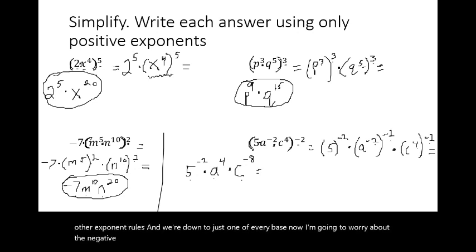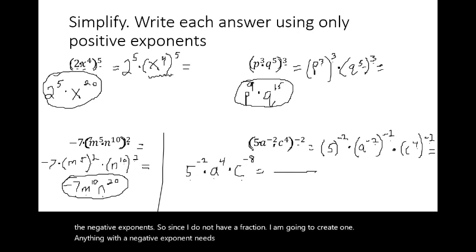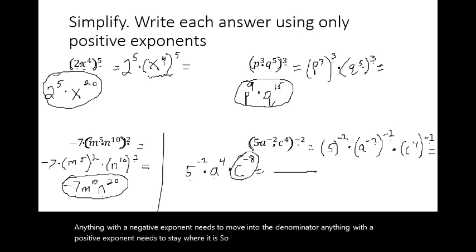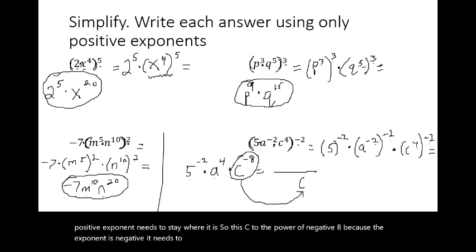Since I do not have a fraction, I am going to create one. Anything with a negative exponent needs to move into the denominator. Anything with a positive exponent needs to stay where it is. So this c to the power of -8, because the exponent is negative, needs to move into the denominator to become c to the power of +8.